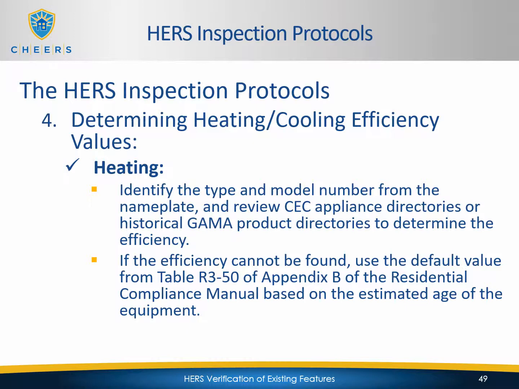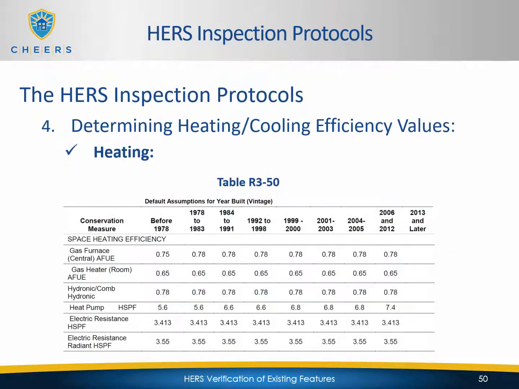When determining heating and cooling efficiency values for heating, you want to identify the type and model number from the nameplate and review CEC appliance directories or historical GAMA product directories to determine the efficiency. If the efficiency cannot be found, use the default value from table R3-50 of Appendix B of the Residential Compliance Manual based on the estimated age of the equipment. And that's the table that I just mentioned a second ago.